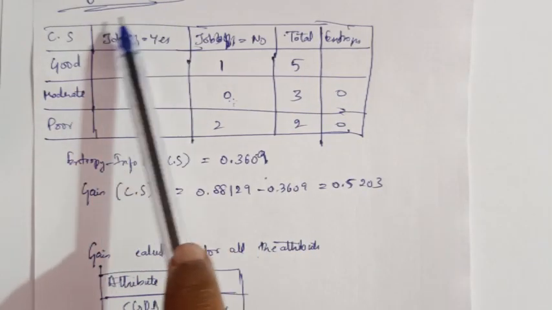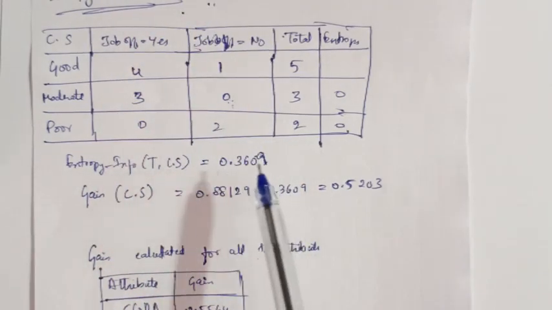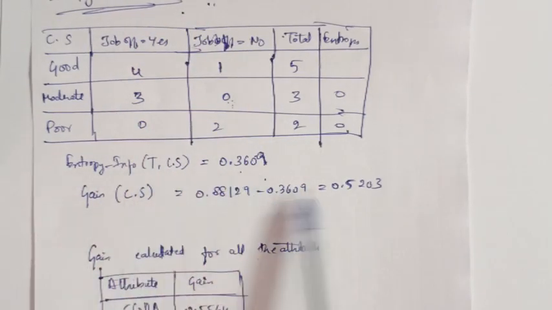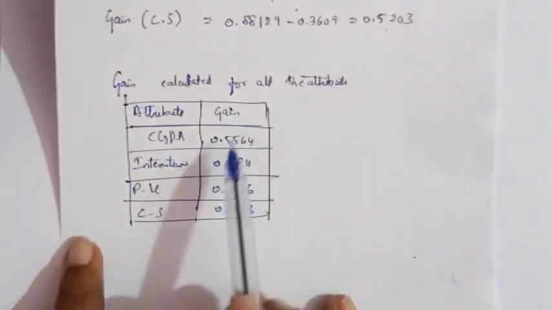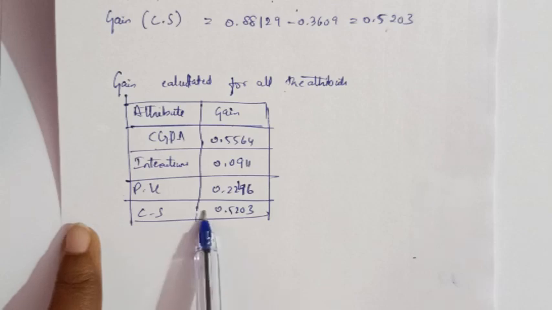We have calculated the entropy for communication skill in a similar manner as we have done for other attributes. Here I have calculated the entropy and the gain. Now we have to take all the gains of all attributes in a single table. Here I have taken the gain for all the attributes, that is CGPA, interactiveness, practical knowledge and communication skill.